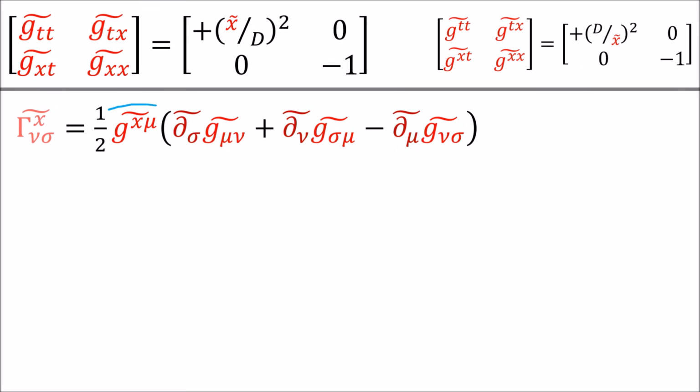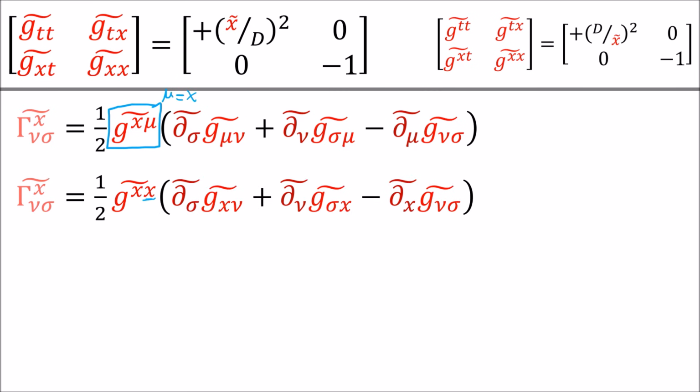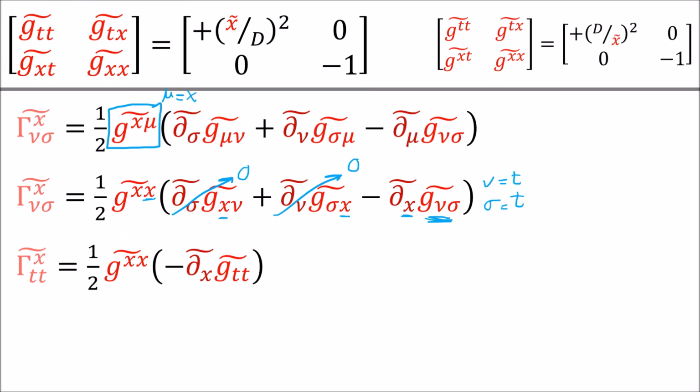The only way the inverse metric is non-zero is if mu equals x as well. So we replace mu with x and ignore the t part of the summation. You can check that the first 2 derivatives go to 0, regardless of which values we use for nu and sigma. And this last derivative is only non-zero if both nu and sigma are both t. So we have a formula for the xtt Christoffel symbol.